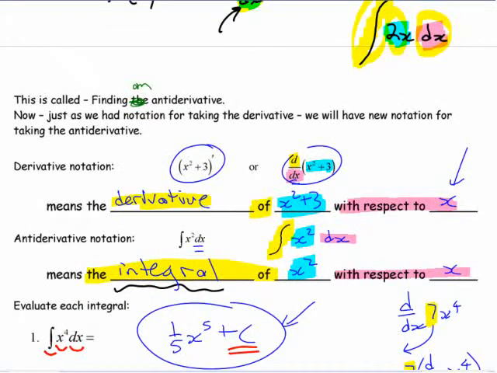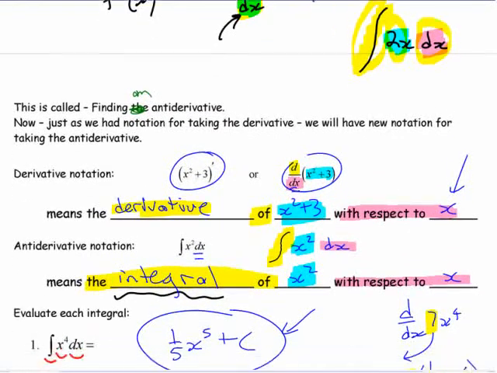Do you have to put the constant? Nope. No, because we're not actually evaluating it yet. Let me show you the difference here.